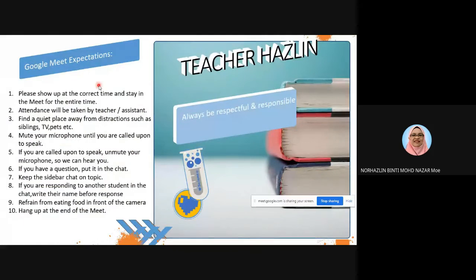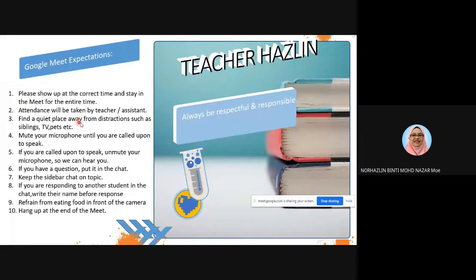Here are the rules in my classroom, the Google Meet classroom. Number one, please show up at the correct time and stay in the meet for the entire time. I want you to turn off your mic and also your camera, because I'm afraid there will be technical or internet problems. But you have to stay in front of your PC or handphone all the time whenever you have class with me, even though I can't see you. This year is a very important year, as you might sit for your PT3 exam.